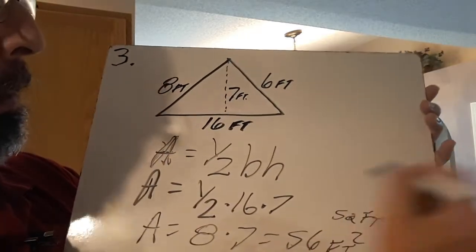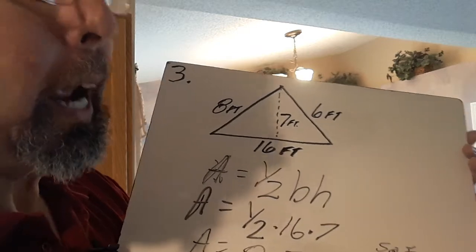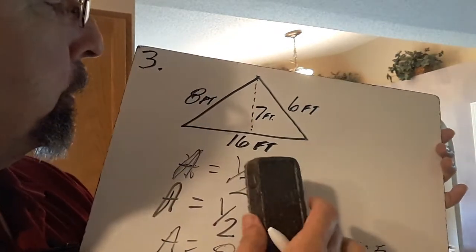Sorry about my writing. It's kind of hard to do, all right? So that's the area. Remember, 1/2 base times height. You've got to use the height.